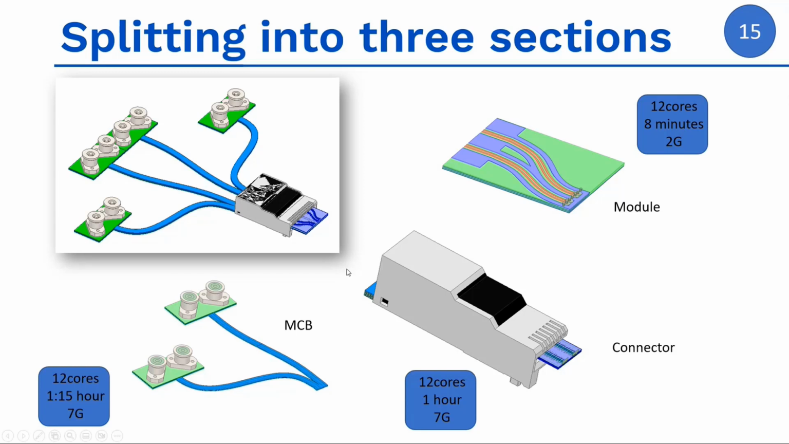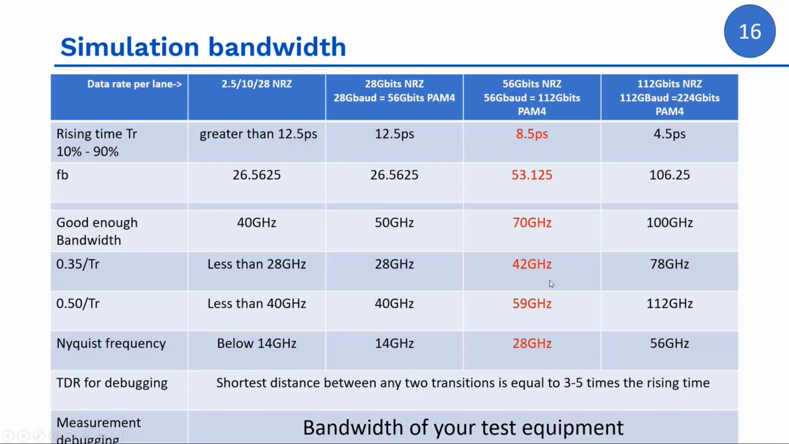But one thing, once we start HFSS and start these applications, the first question that comes to our mind is, when we simulate, to which bandwidth? Like, do we simulate to 40, 50 gig? What do we do? So I created this table just to show you guys that there is not a single answer to that question.